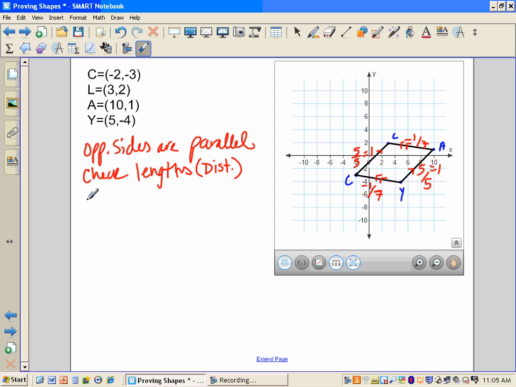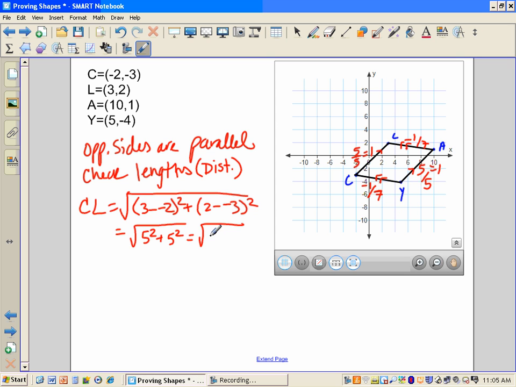So if I want to go from C to L to find the distance, I'm going to take the square root and I'm going to do, let's see, C to L, so 3 minus -2 squared plus 2 minus -3 squared. Well, that's going to become the square root of 5 squared plus 5 squared, which is going to become 25 plus 25, which becomes the square root of 50, which is about 7.07. I did that out earlier. Well, so that's C to L.